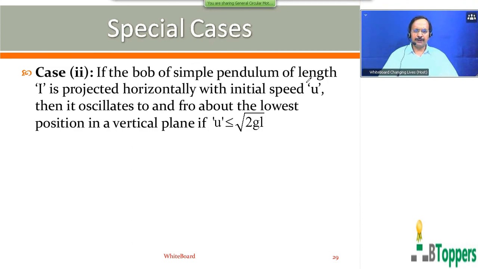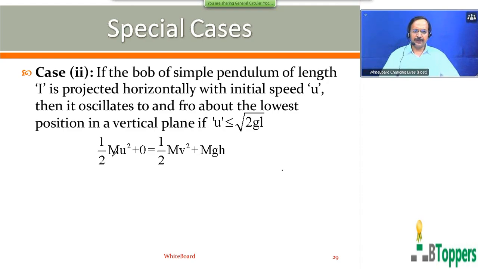The bob of a simple pendulum of length L is projected horizontally with initial speed u. Then it oscillates to and fro about the lowest position in a vertical plane if u is less than or equal to root 2gl. That is the conclusion. So I am showing the working here.